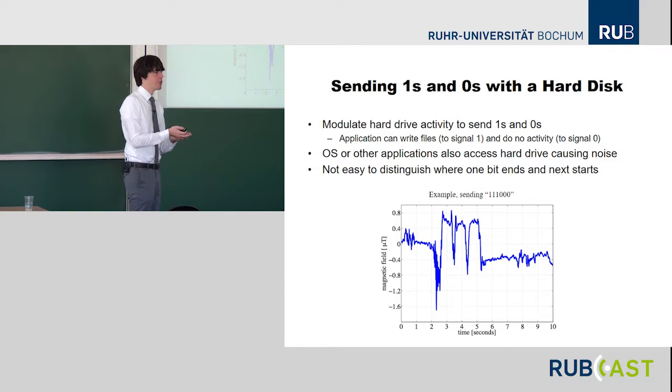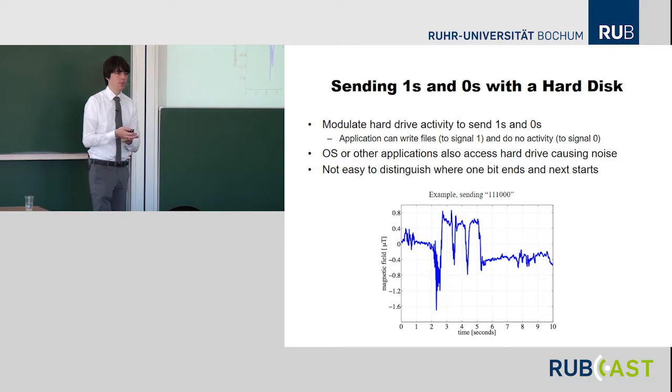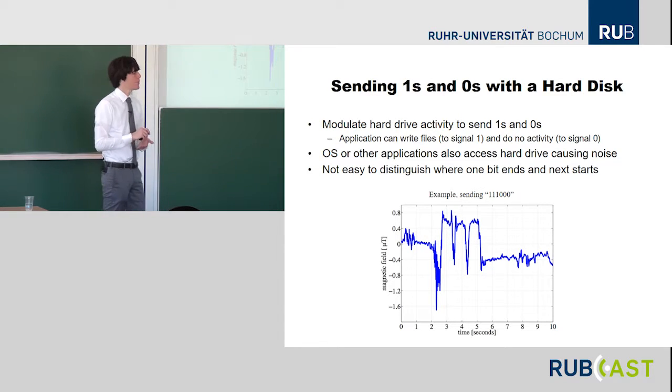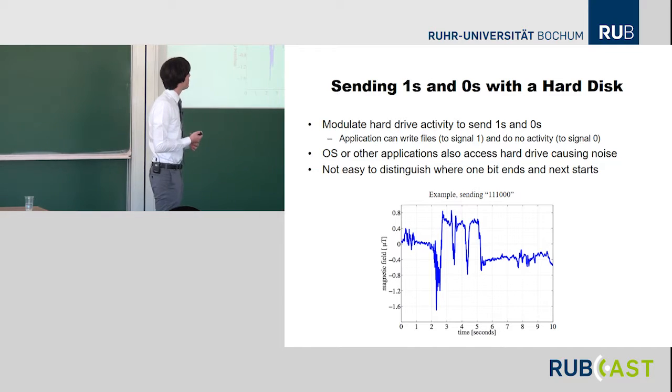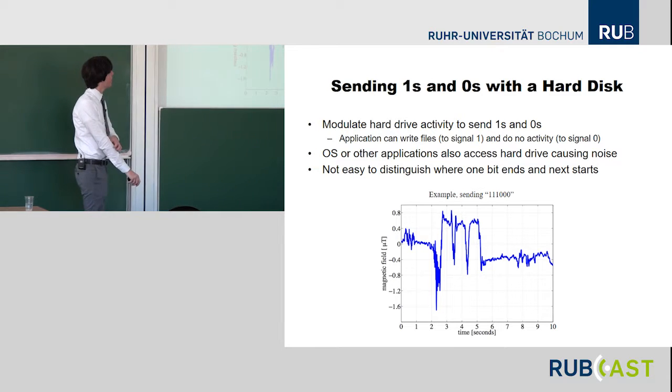Effectively, you can modulate access to some files through your application. Any application can create files, and depending on whether the application is accessing the file or not accessing the file, you have a different pattern from the hard drive. So you could have a simple scheme where you want to send 11000: you do, let's say, three file accesses to create some ones, and then you do not do three file accesses to generate some zeros. And this would be the simplest kind of scheme.